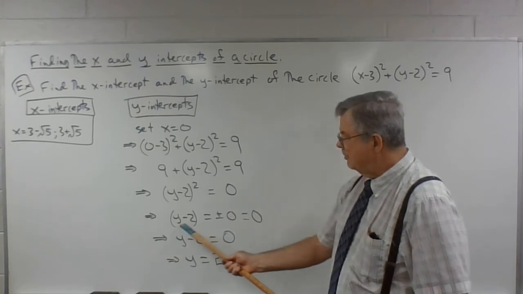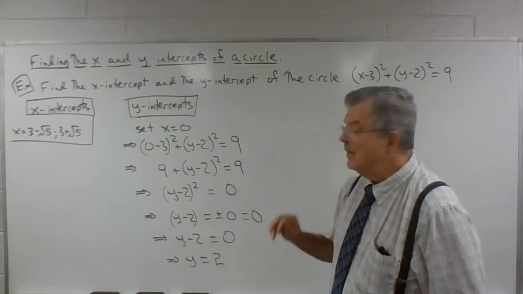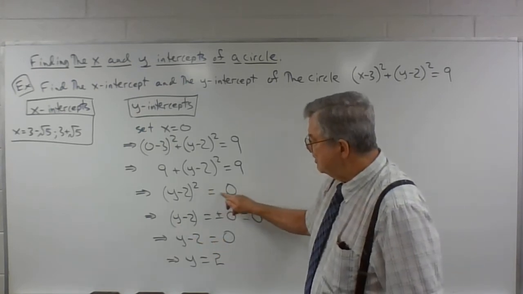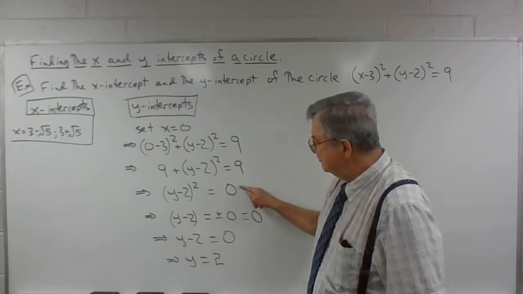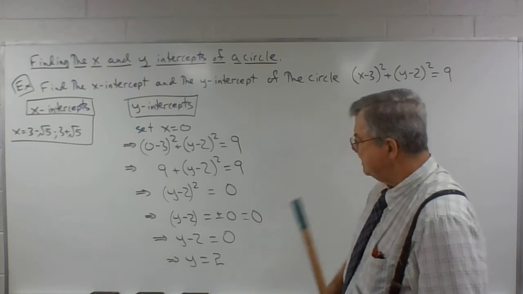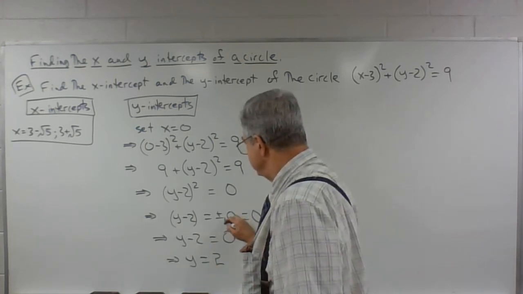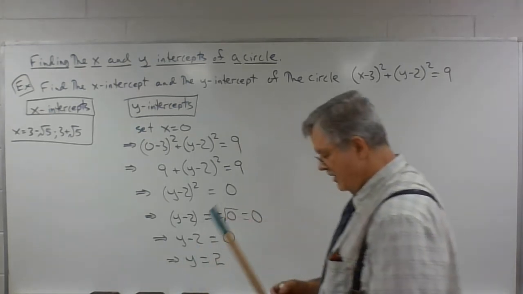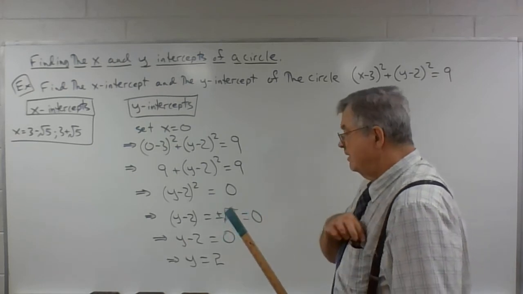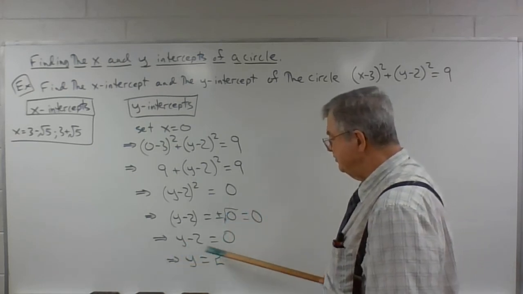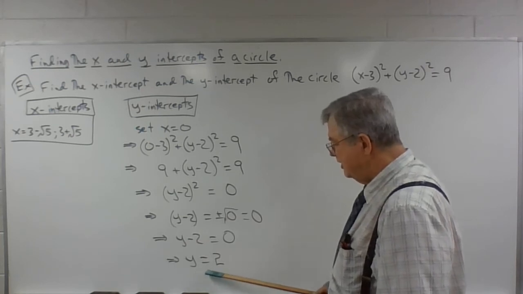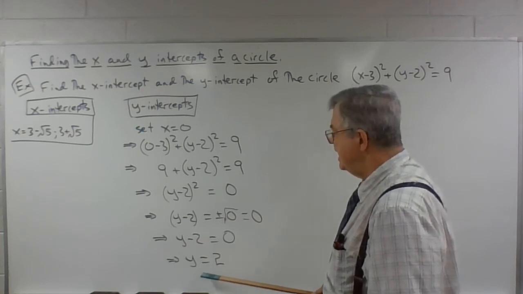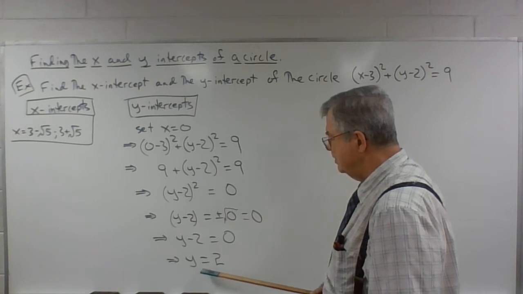Or doing it another way, we could compute the square root of both sides. Y minus 2 is plus or minus the square root of 0, which is just 0. So y minus 2 is 0, and this says that y equals 2. So this is our y-intercept, y equals 2.